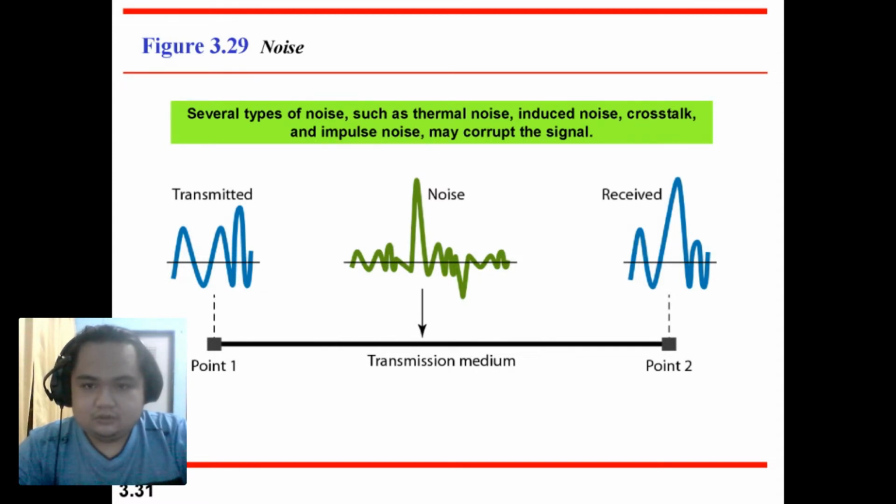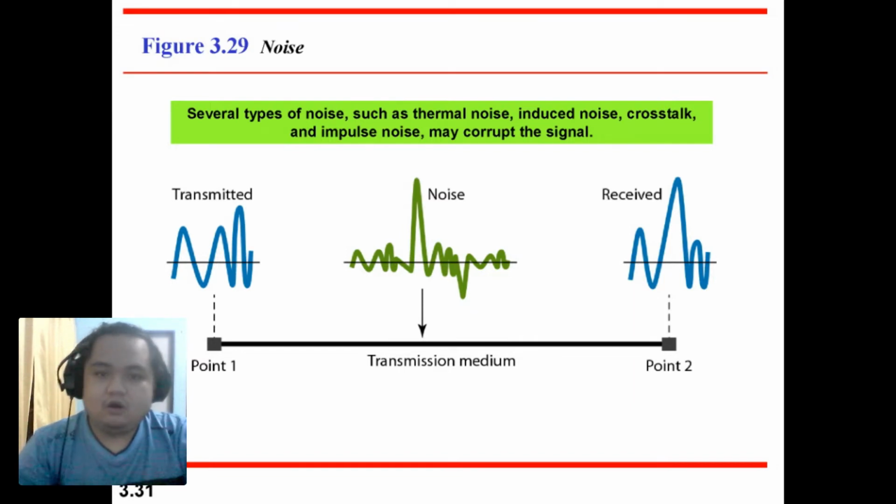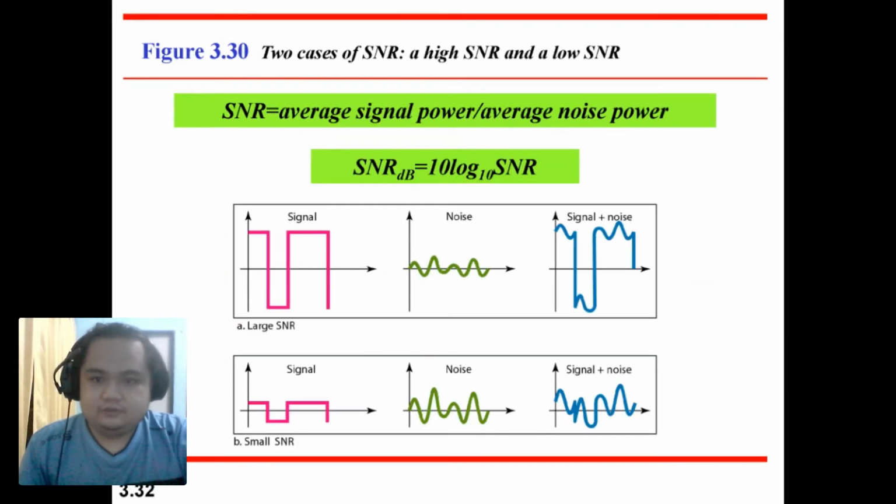And another one, noise. Several types of noise, such as thermal noise, induced noise, crosstalk, and impulse noise, may corrupt the signal. Thermal noise is caused by heat. Crosstalk means that one wire's signal talks to another, and it is noise to the communication.